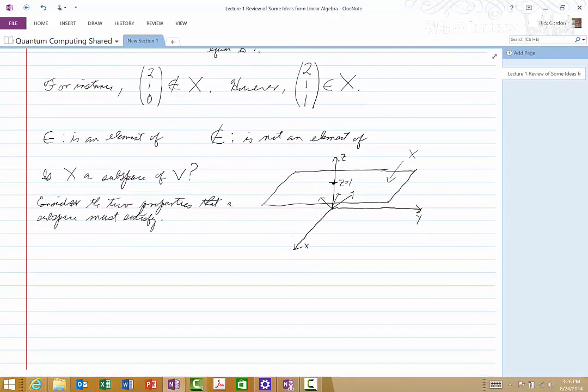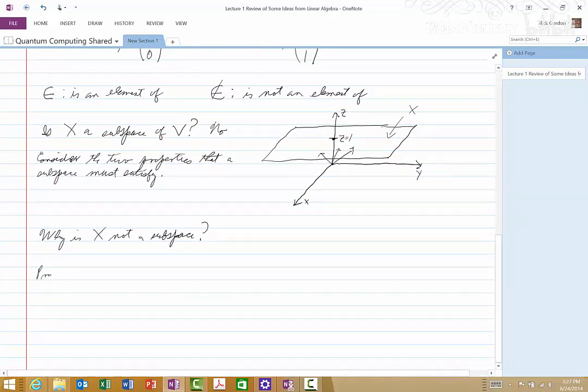Okay, so I hope that after looking at this problem, you came up with an answer of no, this is not a subspace. And so let's ask, why is X not a subspace? The answer is that it doesn't satisfy either one of the properties. Let's see why not. So property 1, closure under vector addition.